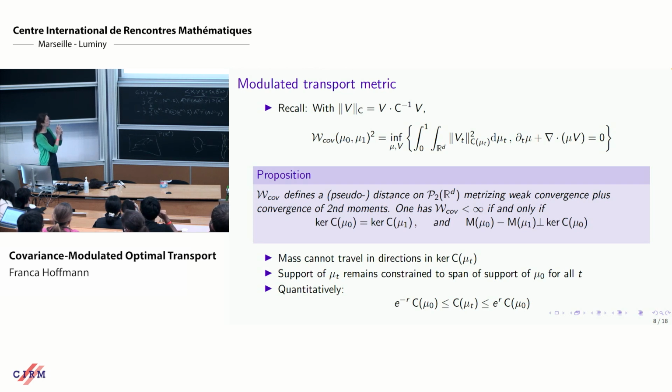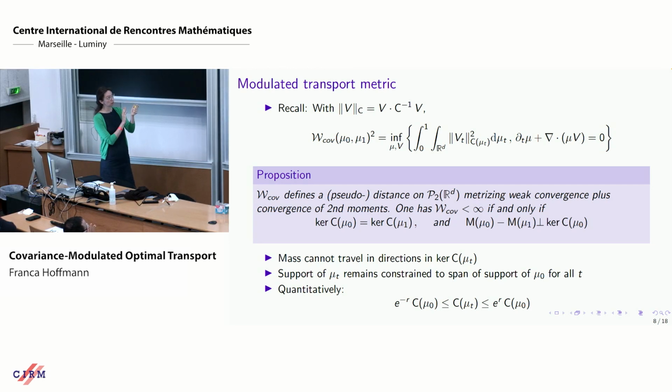So one thing is that you can never transport mass in a direction that is part of the kernel of the covariance, simply because of the way this inner product uses the covariance. So one of the conditions is that the kernel of the covariances of your starting point and your target is the same. Because if they are not, then you would have to move some mass in a direction where you cannot move any mass. That's the first thing. And then the other thing is that you also have to move mass in order to adjust the means, right?